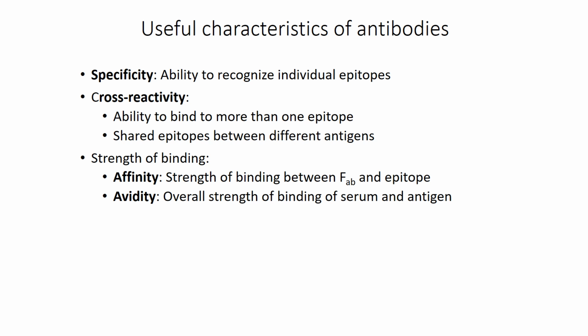In terms of binding strength, there are two terms as well. Affinity indicates the strength of binding between the antibody and the epitope. The other critical term, which is something new for you that we are talking about for the first time, is avidity. Avidity is the overall strength of binding of the serum with the antigen.